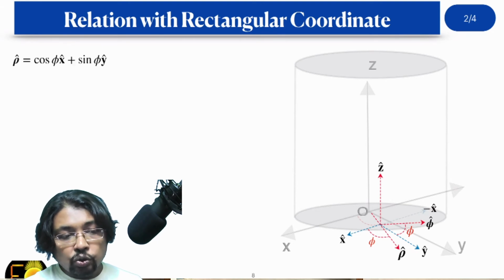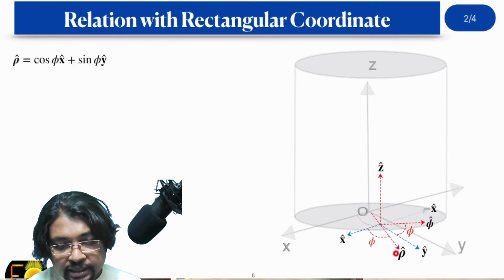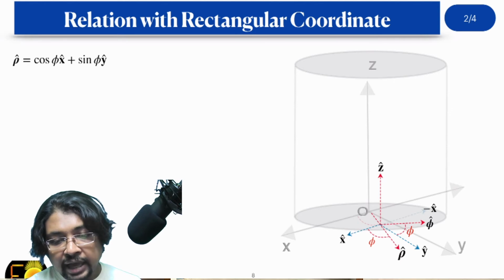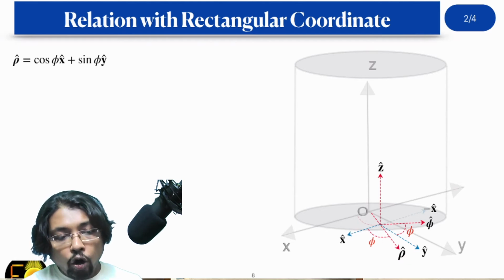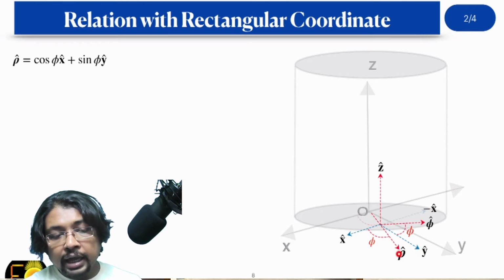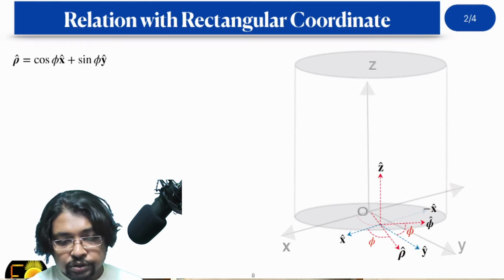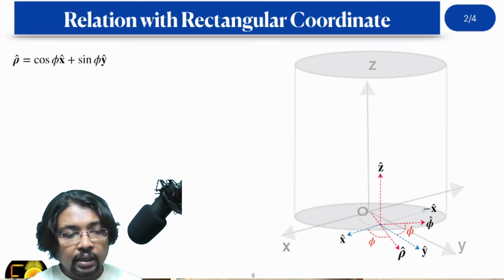First of all, this rho cap. Now look at this diagram. When you align this x cap direction along the rho axis, rho cap direction, obviously this x cap cos phi will be aligned along the rho cap direction. On the other hand, the y cap direction will be aligned with a sin phi, because this angle is phi, so therefore this angle will be sin phi.